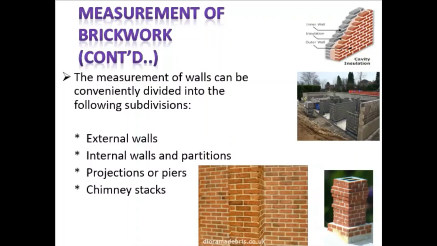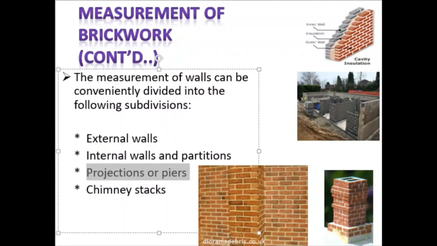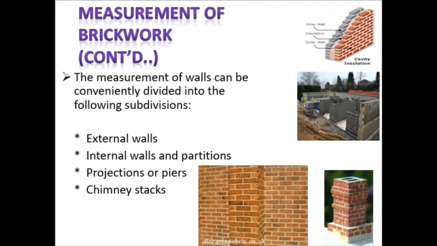So going further, the measurement of walls can be conveniently divided into the following subdivisions: external wall, internal wall, partition, projection or piers, chimney stacks. I will show you what is meant by projection or piers. Some of the wall has projected out, and we can call it either piers, or it will be considered just a projection.